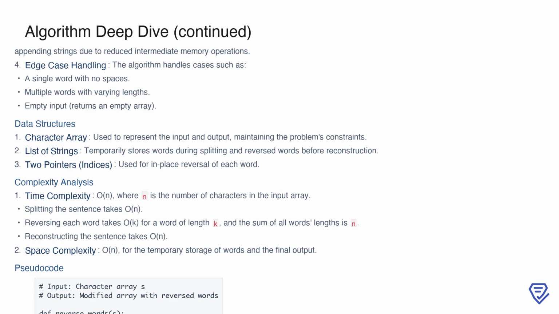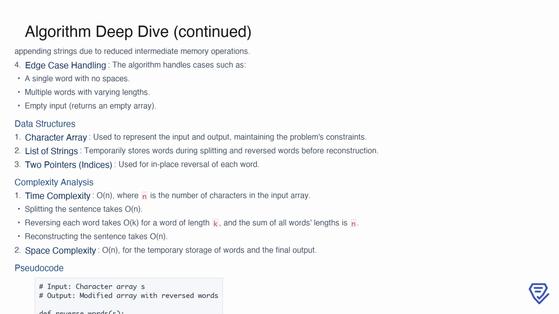For example, the algorithm handles inputs like a single word without any spaces, multiple words of varying lengths, or even an empty input entirely. Each of these scenarios is resolved seamlessly due to the design of our steps. The choice of data structures also plays a crucial role. The character array allows us to maintain the problem's constraints, while the list of strings serves as a temporary storage for words during splitting and reversal. The two-pointer technique ensures that each word is reversed in place with minimal overhead.